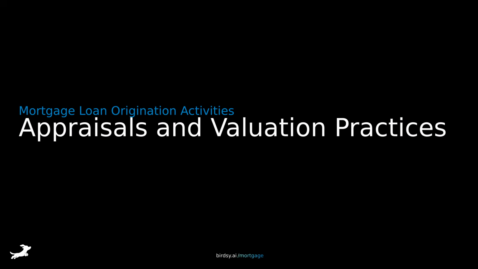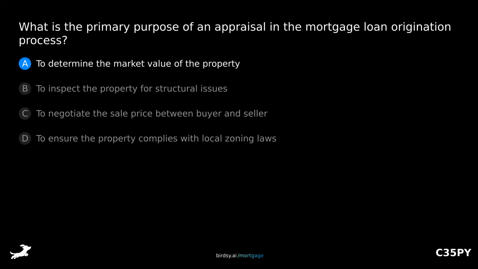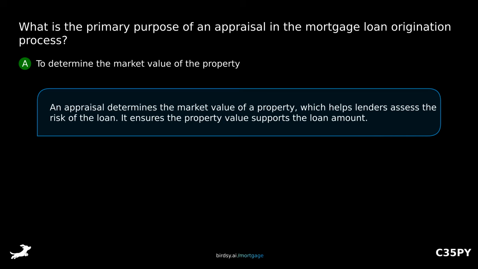Appraisals and valuation practices. What is the primary purpose of an appraisal in the mortgage loan origination process? Is it A, to determine the market value of the property? B, to inspect the property for structural issues? C, to negotiate the sale price between buyer and seller? Or D, to ensure the property complies with local zoning laws? The answer is A, to determine the market value of the property. An appraisal determines the market value of a property, which helps lenders assess the risk of the loan. It ensures the property value supports the loan amount.